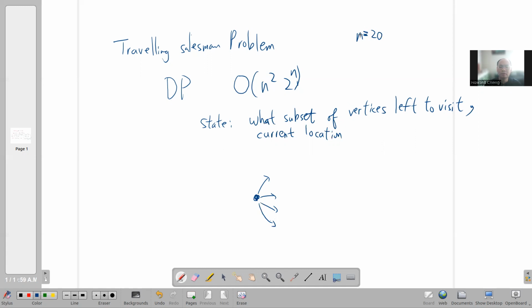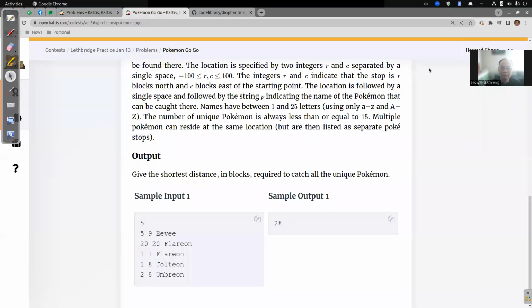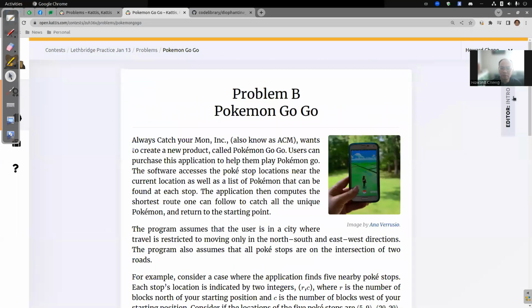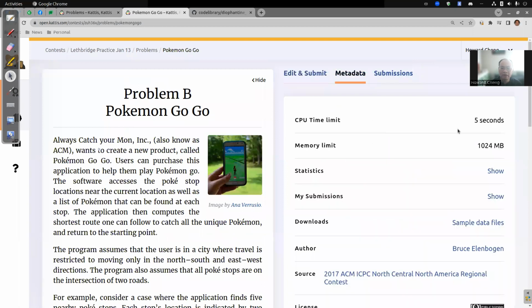So 2 to the 20 and 20 squared. 2 to the 20 is about 1 million. 20 squared is exactly 400, so it's about 400 million. How much time are you allowed to use? 5 seconds. If I remember correctly, this is actually good enough. However, it might be just barely good enough.